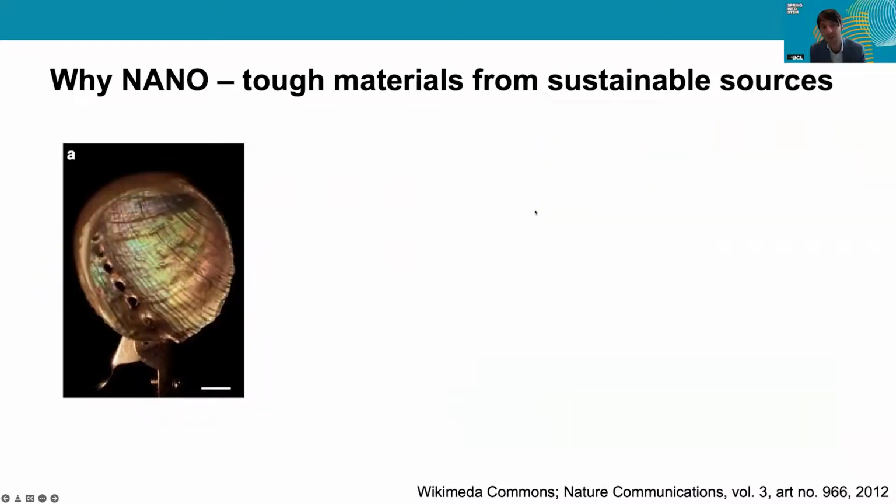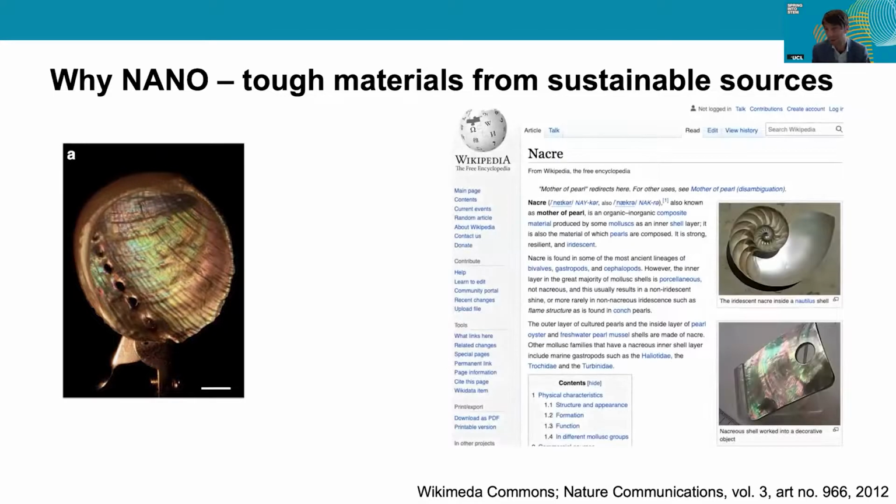Another example is shown here. Why nano? Because we can make tough materials from sustainable sources. This here is so-called abalone nacre. If you look on Wikipedia, abalone nacre is described as being a unique material that is extremely tough and structurally resistant. And why is that the case?